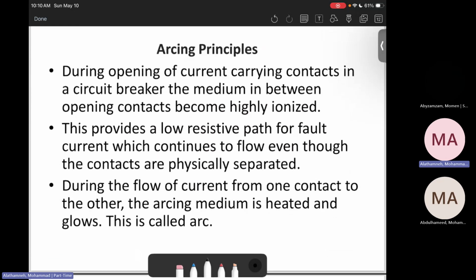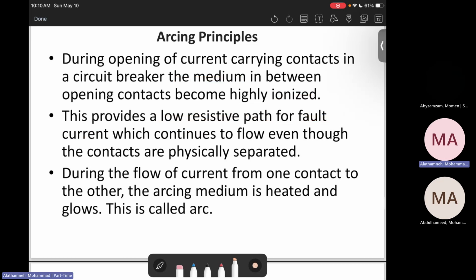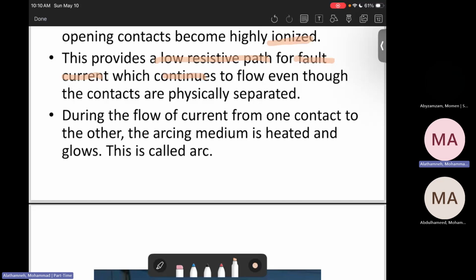The overall principle about the arcing is that during the opening of the current carrying contacts of the breaker, the medium will be ionized. This provides a low resistance path for the continuous fault currents, and during the flow of the current from one contact to the other, the arcing medium is heated and glows. This is called the arc.